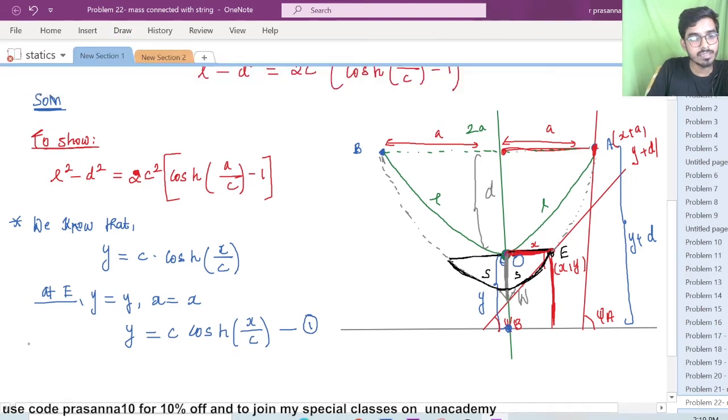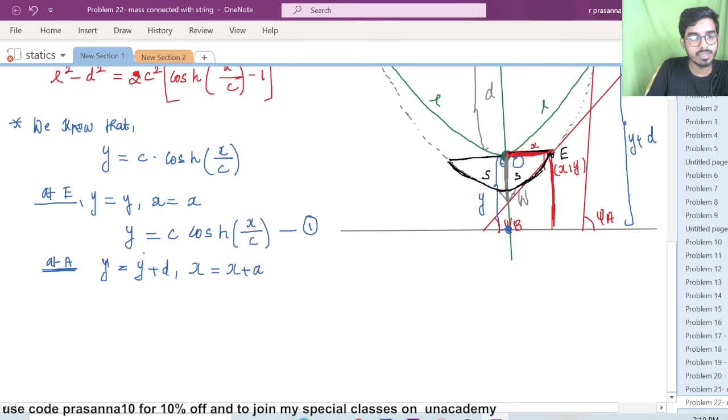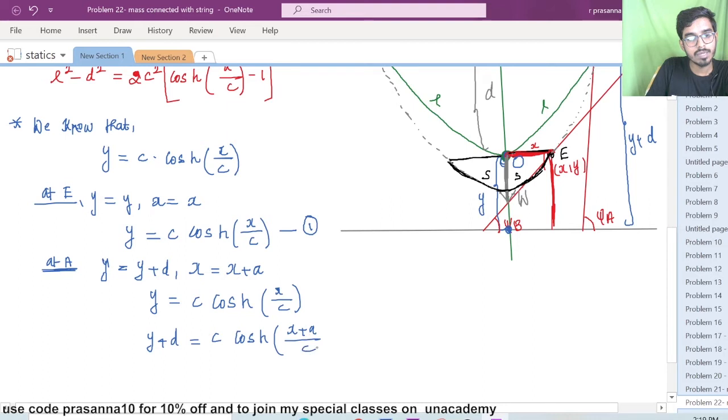Now at A, what will be this relation? At A, what is y? y is y plus d, and x is x plus a. So what will be this equation now? y is equal to c times cosh(x/c) will now be y plus d is equal to c times cosh((x plus a)/c), right? Mark this as equation number 2.